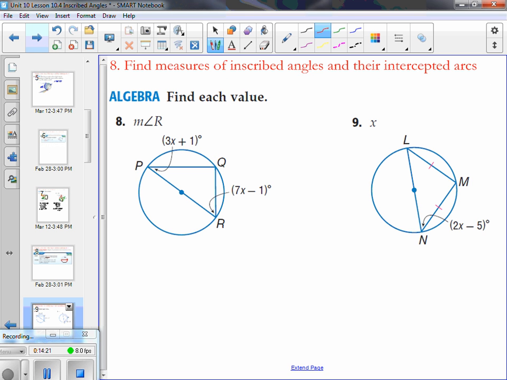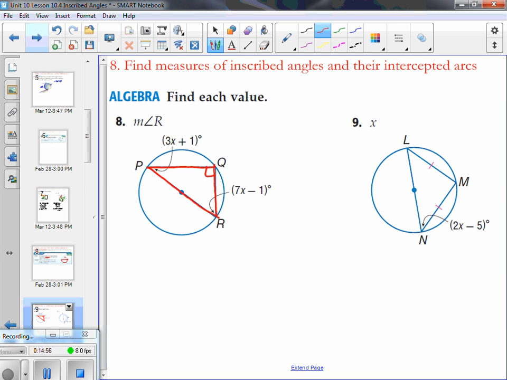Number 8. This time we're supposed to find the measure of angle R. Well, look what we've got. We have segment PR that's a diameter. And angle Q is an inscribed angle, because Q is on the circle, that intercepts this diameter. So angle Q has to be a right angle, which means triangle PQR is a right triangle.